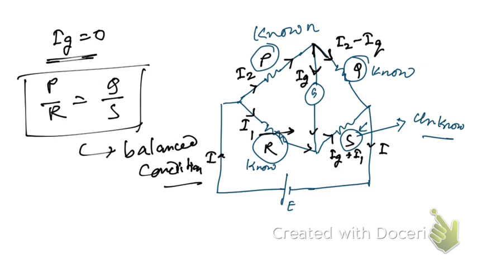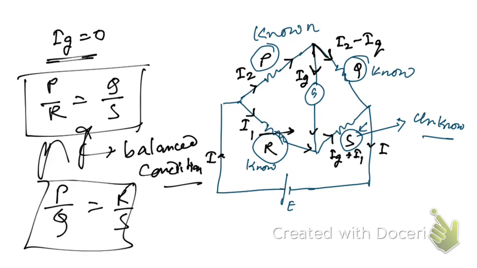Now let us obtain this condition using Kirchhoff's law, or you can write this relation this way also, P by Q equals R by S, right? So let us obtain this relation using Kirchhoff's law. Let me take a new slide and draw the Wheatstone bridge again. Here is a resistor, here is another resistor, here is another resistor. So this is P, Q and R, and this is S.